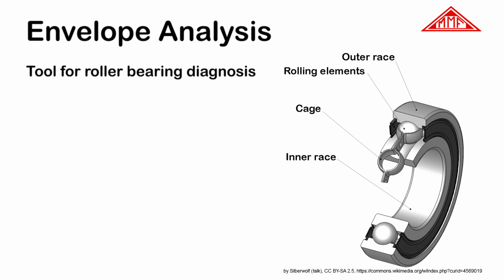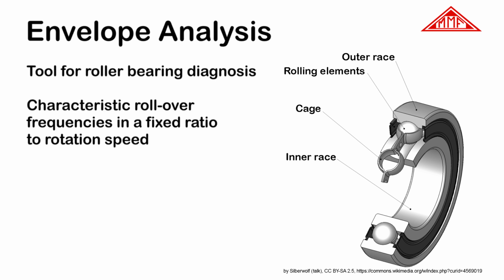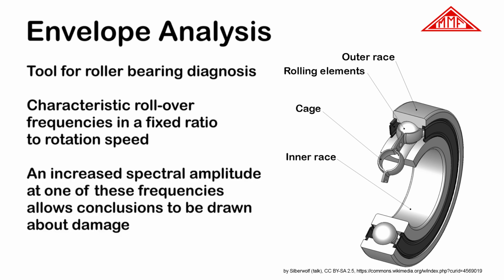Now that we have looked at the module for route-based machine monitoring, let's take a look at the envelope analysis module. Envelope analysis is a tool for roller bearing diagnosis. A bearing, consisting of an outer race, inner race, rolling elements, and cage, generates certain characteristic rollover frequencies during rotation, which are in a fixed ratio to the rotor speed, specified by the design. An increased spectral amplitude at one of these characteristic frequencies allows conclusions to be drawn about damage.